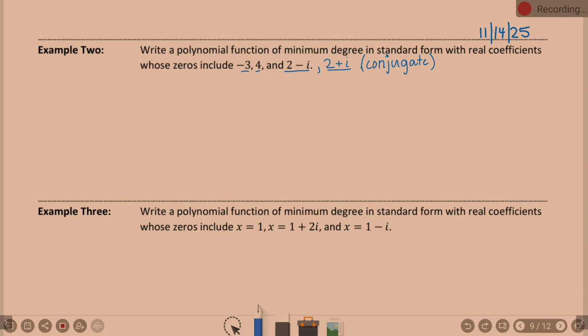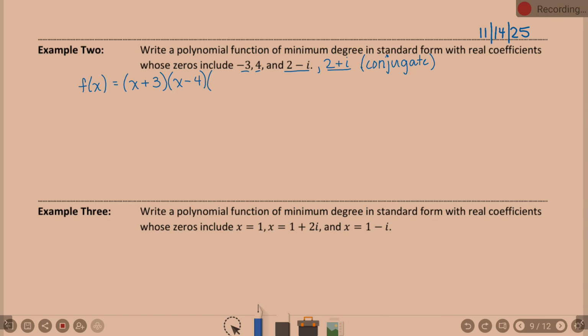From here, let's set this up. I am going to start it as f of x equals, or y equals, or something like that. The zero of -3, when we write that as a factor, is x plus 3. Officially, it's x minus -3, yes, but we know it is x plus 3. The zero as 4 is x minus 4.